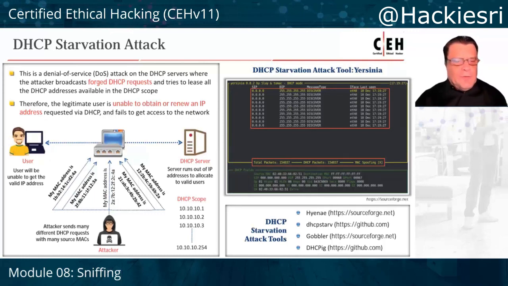Here we see again, lower left quadrant, a fairly detailed diagram of how this takes place. As you can see, the user will be unable to get valid IP addresses. The attacker, on the other hand, sends many different DHCP requests with many source MACs. And on the right, we see the DHCP server runs out of IP addresses to allocate to valid users. Therefore, basically, the attacker has a monopoly on those addresses.